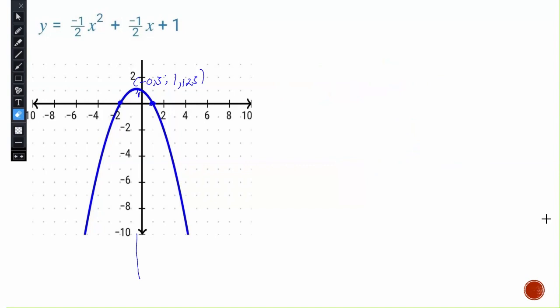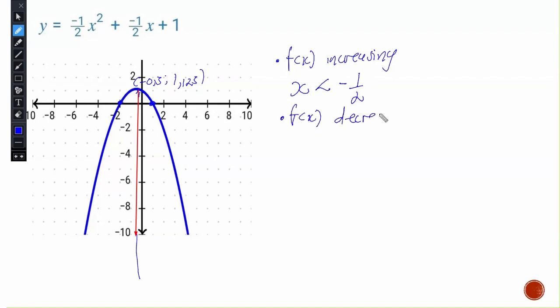And then what about these questions here? Where is f of x increasing? Where is the graph increasing? We need to note that our point of reference becomes the axis of symmetry. It's increasing before the axis of symmetry, so we'll say when x is less than -1/2 or -0.5. And then where is f of x decreasing? After the axis of symmetry, the graph is decreasing. So when x is greater than the axis of symmetry, -1/2.